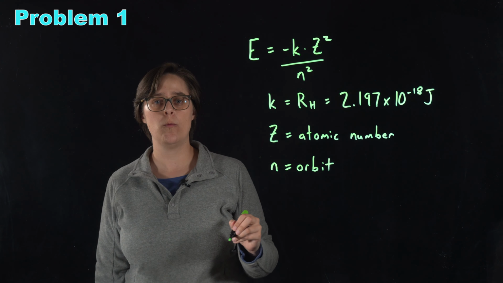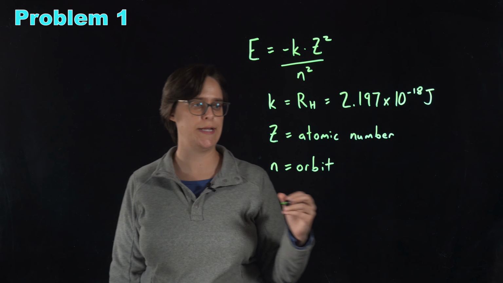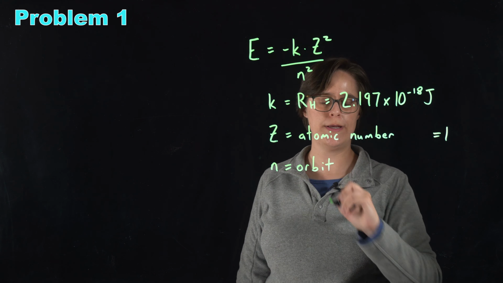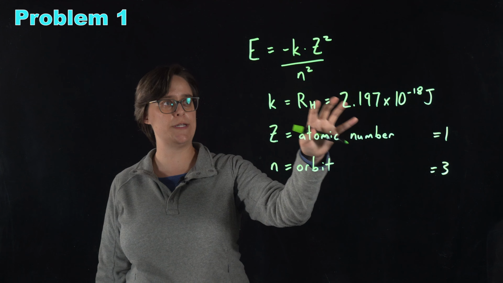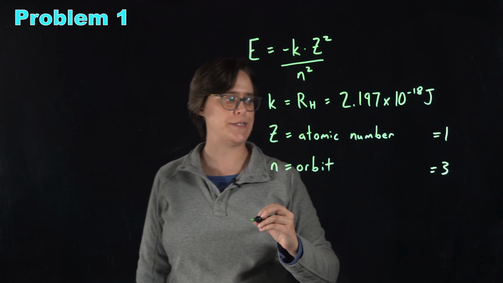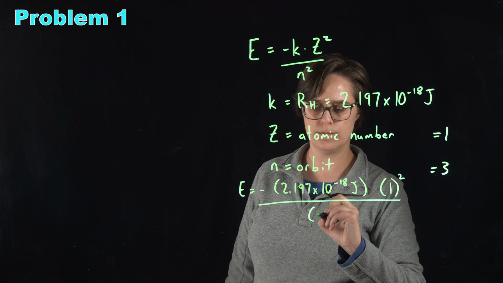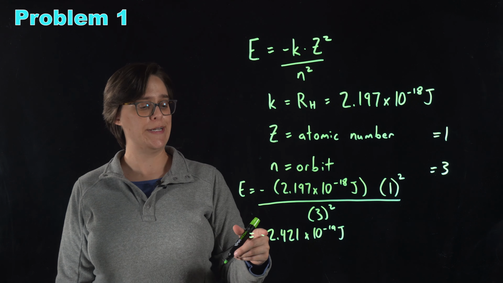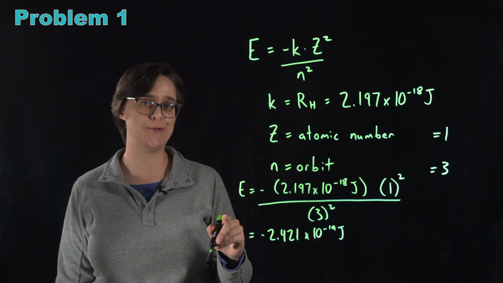So, our question is asking us about hydrogen, and hydrogen has an atomic number of 1. So we're going to use 1 for this value, and the orbit that we are talking about is 3. So for this question, we just need to plug our 3 numbers into this equation. And our answer is negative 2.421 times 10 to the minus 19th joules.